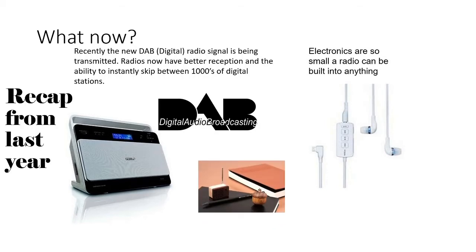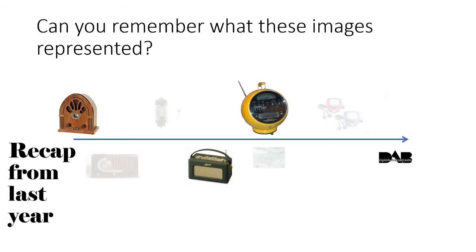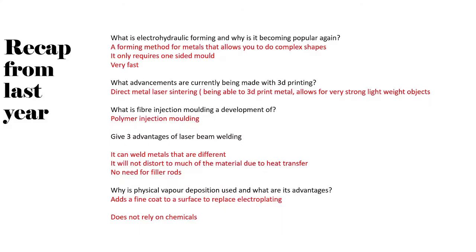Obviously you need to be able to do that for other types of products as well, things like light bulbs, batteries. You could do technology, phone technology as well. And just a couple of other things to go over. So electrohydraulic forming, so this is a new, well not new, but a reintroduced forming method for metals because it's a lot faster, because you can do complex shapes and only need to make one side of a mold, so it becomes a lot easier.